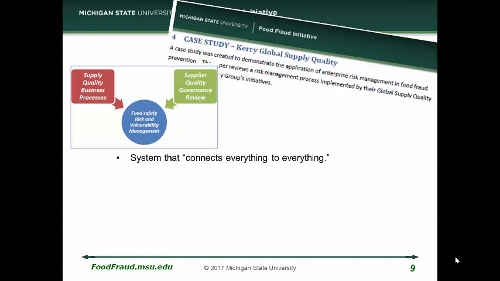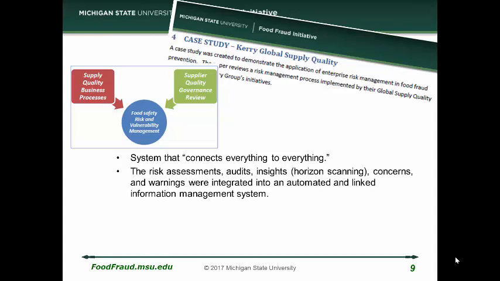It's a system that connects everything to everything, and that's something you hear from us. When we're making decisions and looking at vulnerabilities, this is a real key concept. The risk assessments, audits, insights, which they call horizon scanning, concerns and warnings are integrated into an automated and linked information management system. It's all integrated. There's no manual approvals along the way. So if there's an unacceptable level at one part of the system, the entire network will be alerted. And maybe that stays within the risk tolerance, but sometimes it doesn't. And so there's an automation to the system.